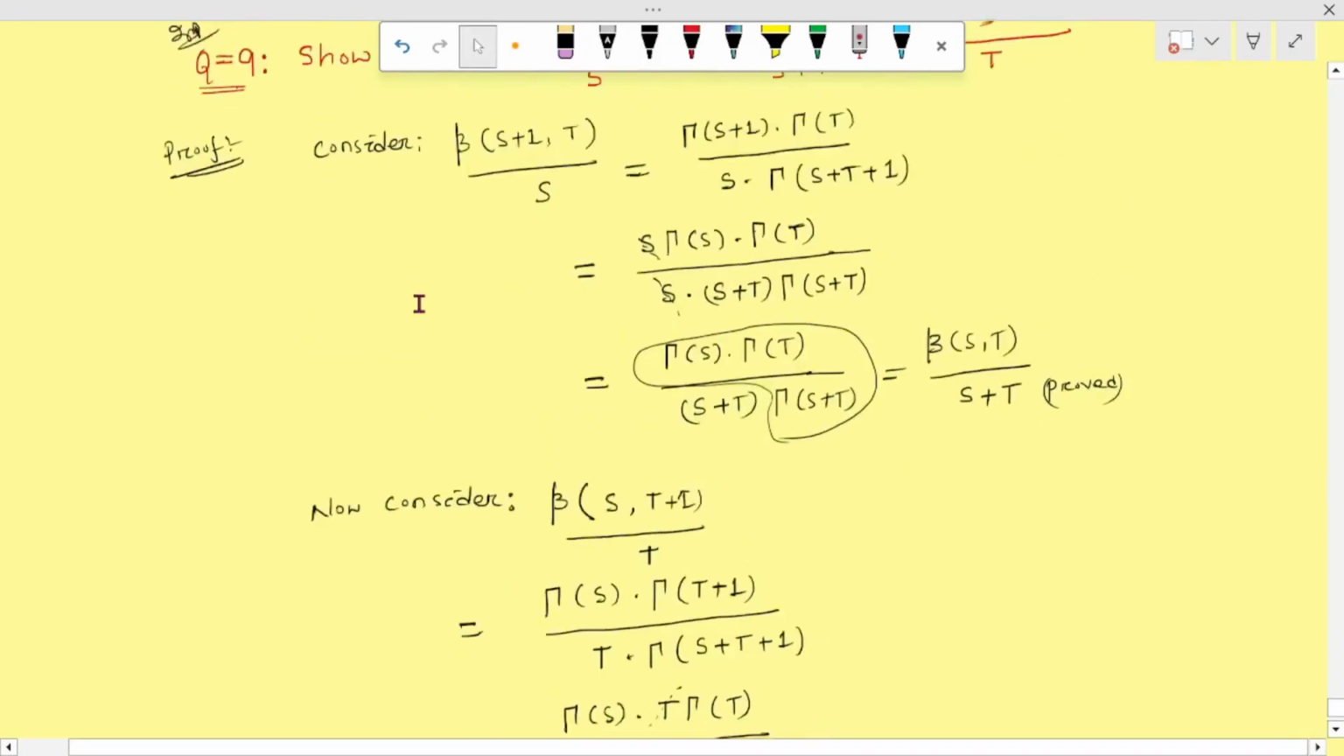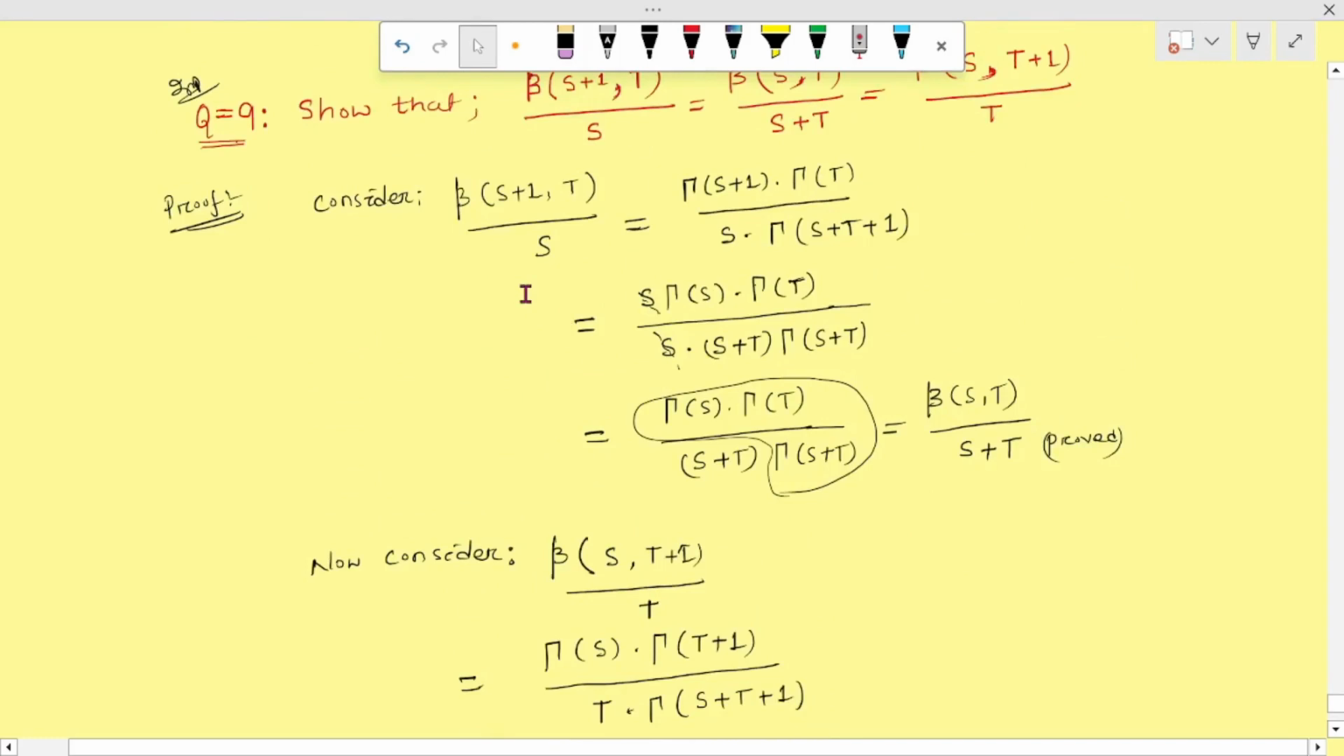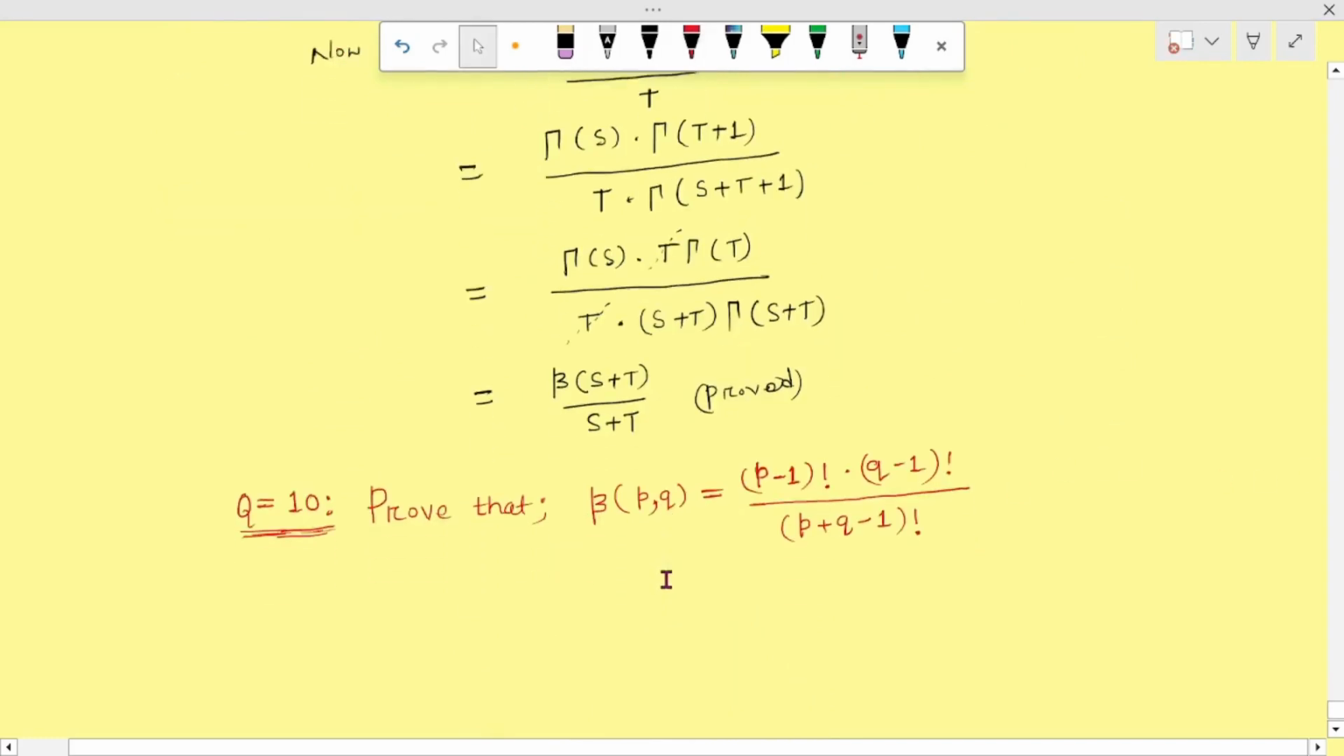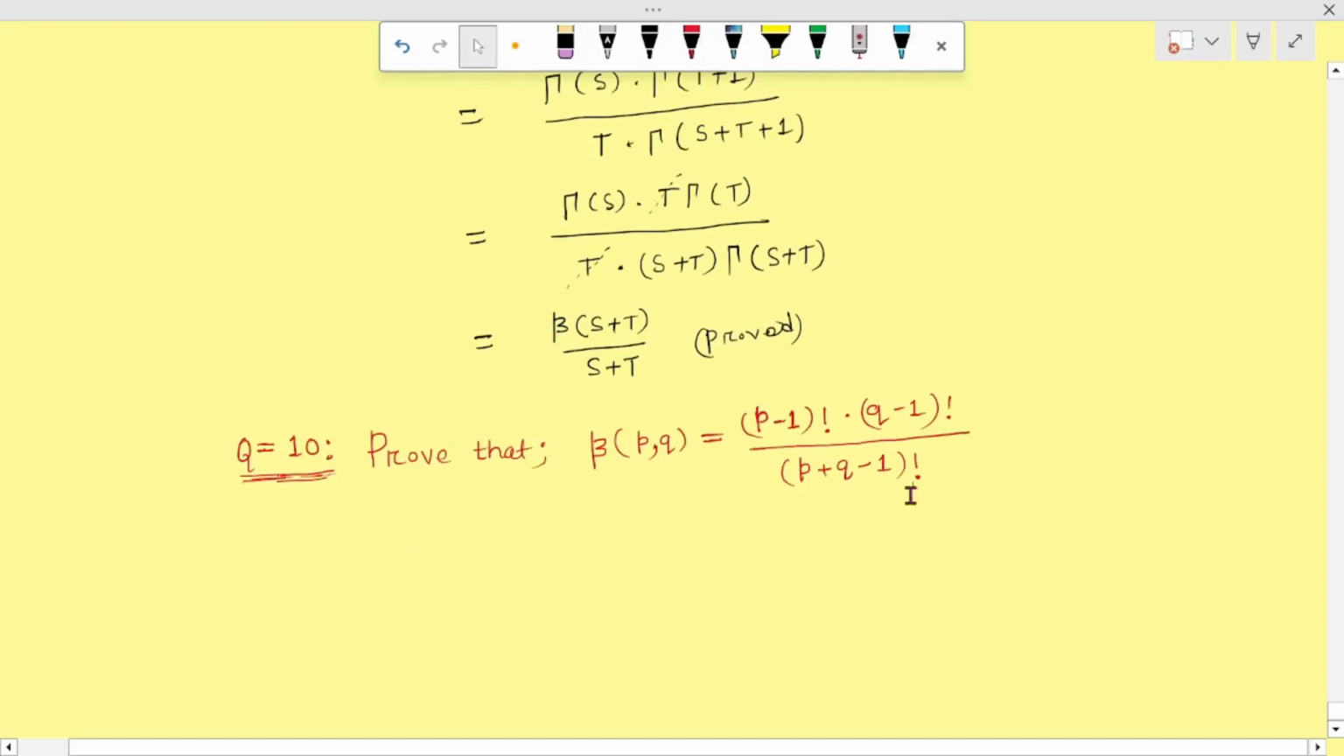Now we are going to go for our next question, question number 10. Given that, we have to prove beta p q equals p minus 1 factorial q minus 1 factorial, divided by p plus q minus 1 factorial. So let us prove it.